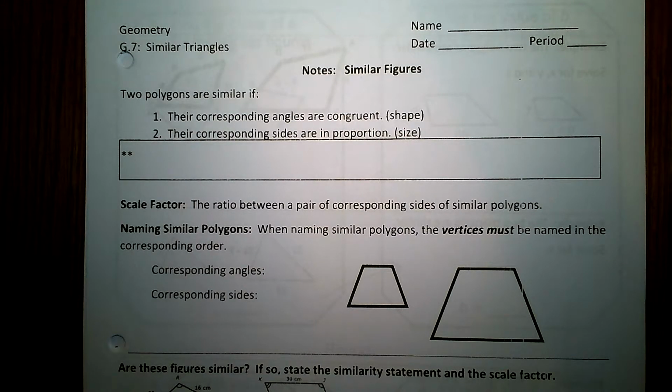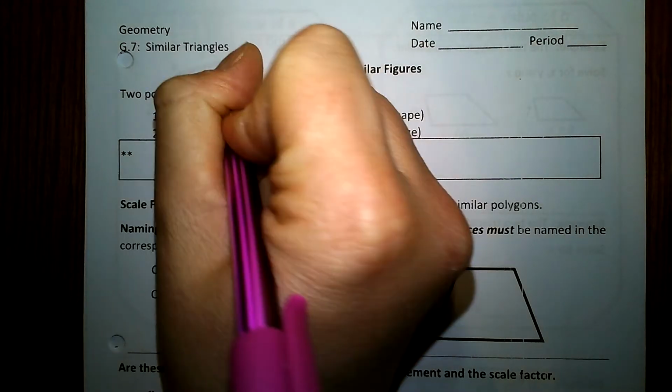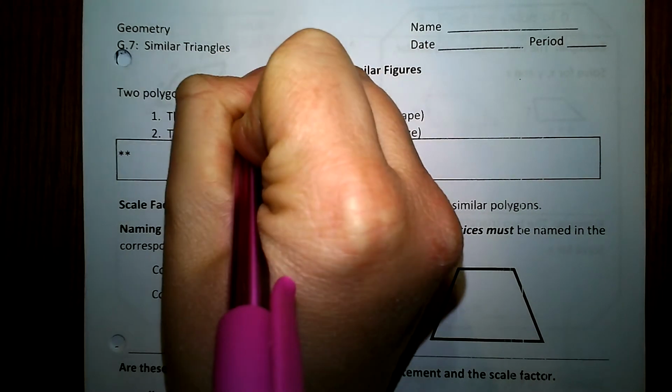Hello students, welcome to the first video for G7. This entire unit is about similar triangles. So you just finished a lesson on congruent figures and congruent triangles, and now we're going to move on to something called similar figures and similar triangles. So the word we're really going to focus in on is this word, similar, okay?